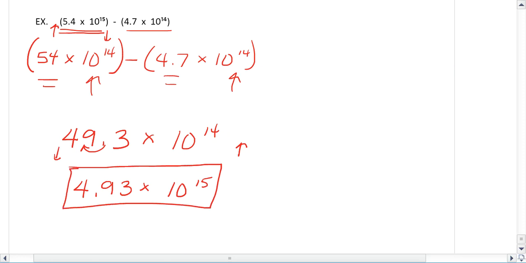So now you have the information you need to do section 8.3. So have fun with math.